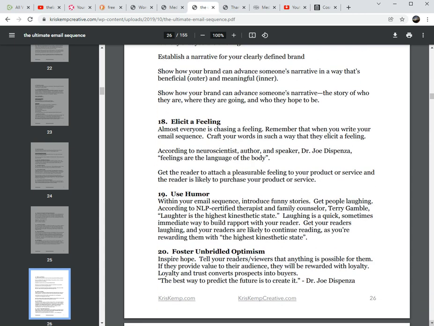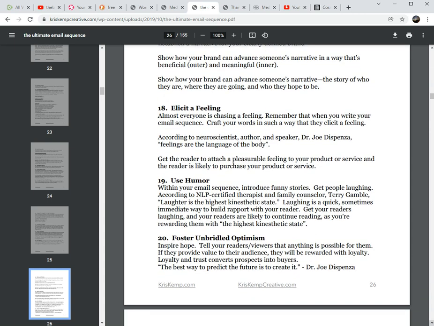Number 19, use humor. Within your email sequence, introduce funny stories. Get people laughing. According to NLP certified therapist and family counselor Terry Gamble, laughter is the highest kinesthetic state. Laughing is a quick, sometimes immediate way to build rapport with your reader. Get your readers laughing, and your readers are likely to continue reading as you're rewarding them with the highest kinesthetic state.